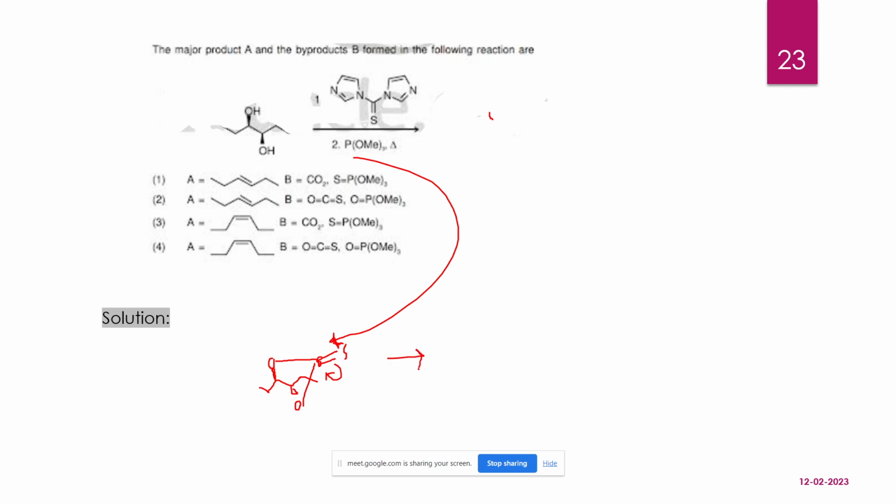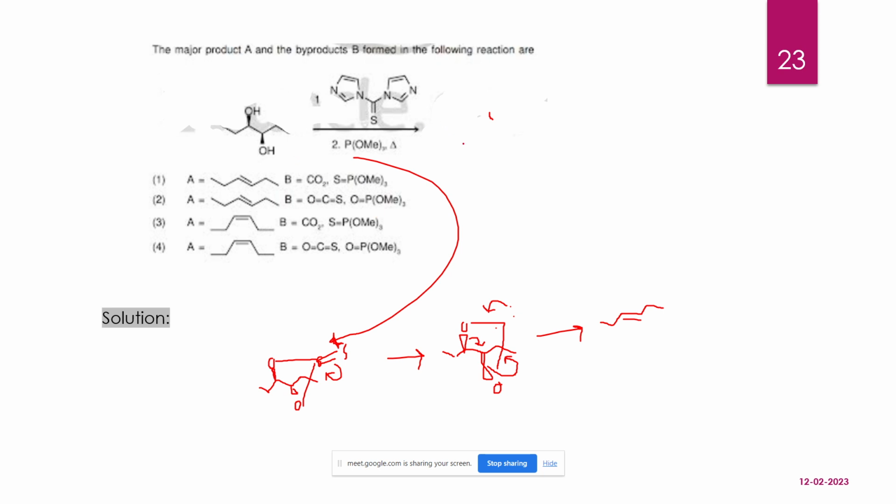So we'll get this type of moiety. Carbene, and this carbene will rearrange to give us this product. So what will be the product? Everything will be the same. It will be a double bond. So this one is our product, and what is our byproduct?